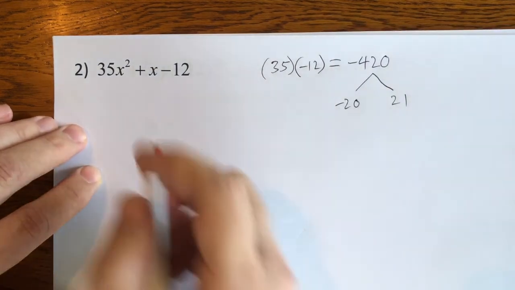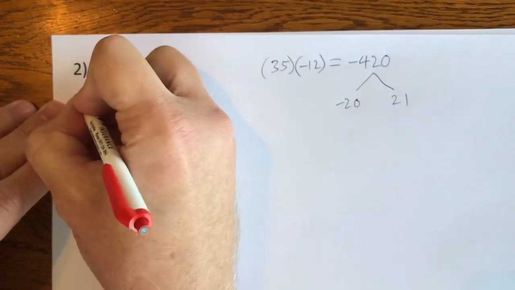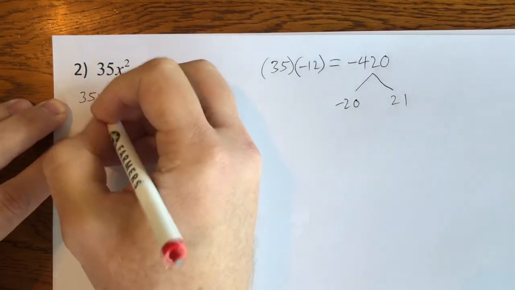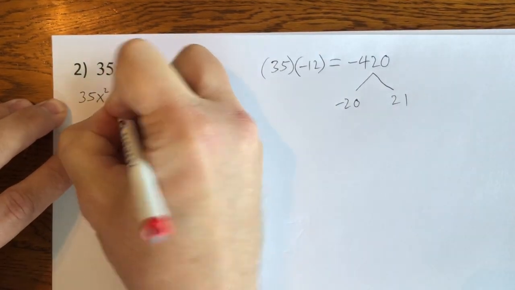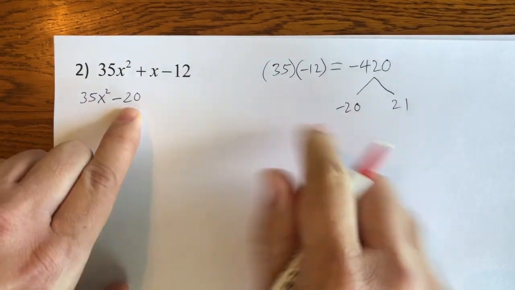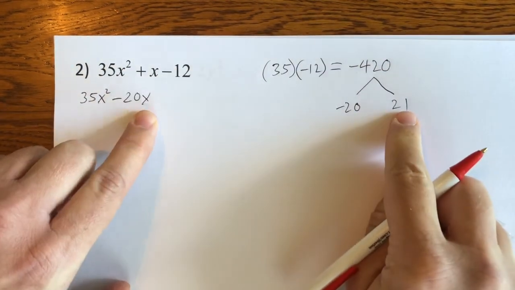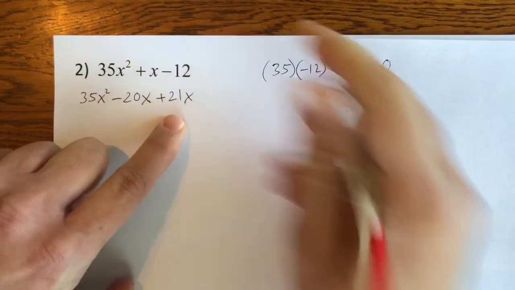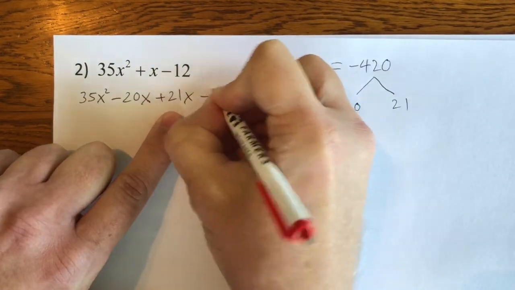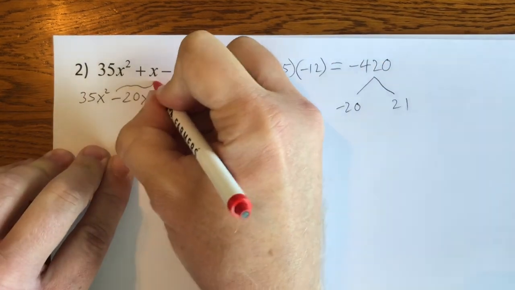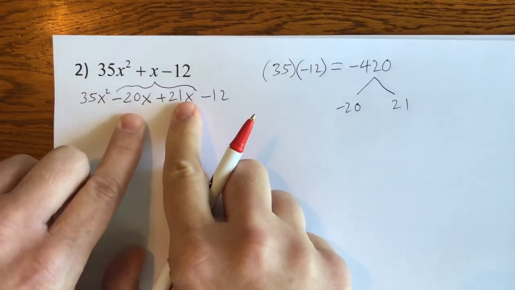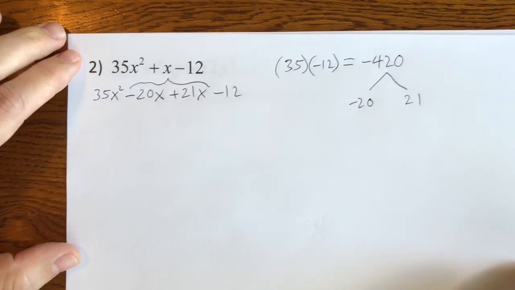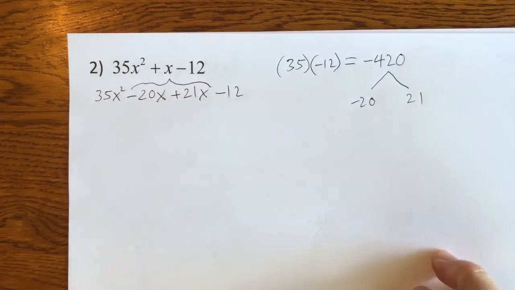Okay, so let's go ahead and rewrite this using this information. So 35x squared, then what? Minus 20x, and then plus 21x, and then minus 12. Again, this has to equal the middle term. Now all we're going to do is factor by grouping.